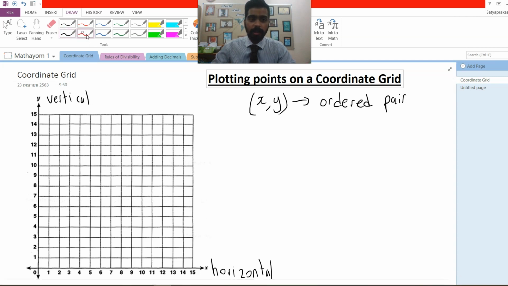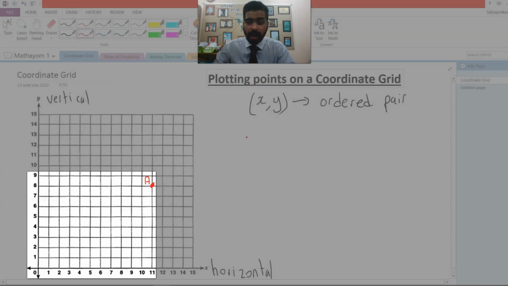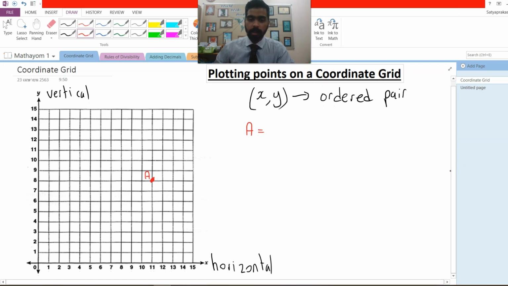Let me change the color here, and let's say I'm going to draw a point right here, and call it point A. Now in order to find where point A is, or in order for us to write the ordered pair for point A, we take a look at how many squares it is going on the x-axis, and then see how many squares it is going on the y-axis. Now let's take a look at it here.